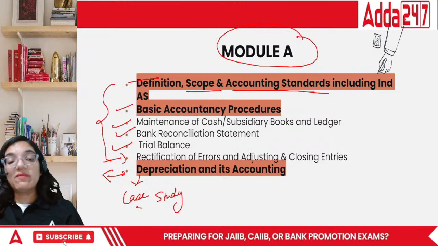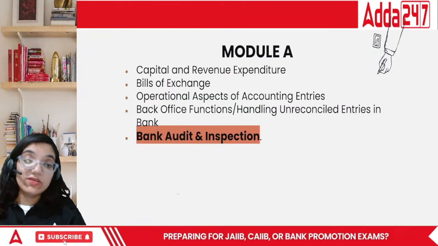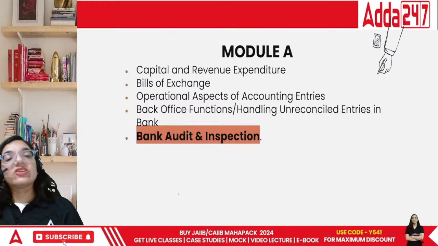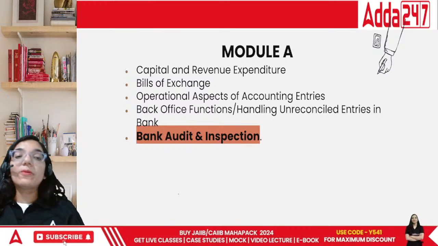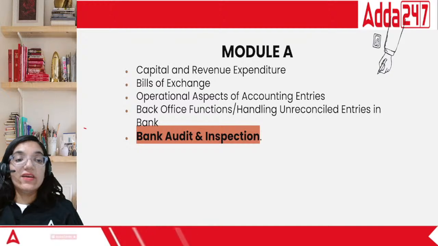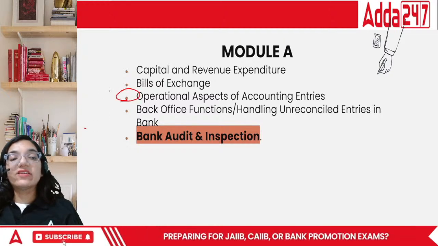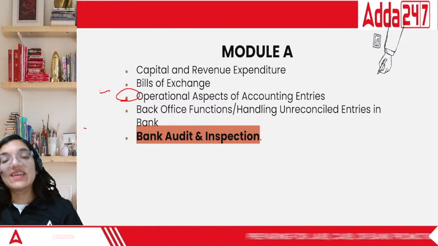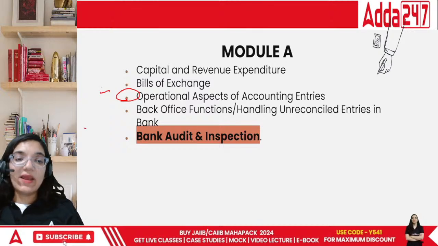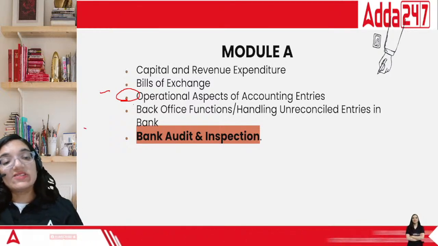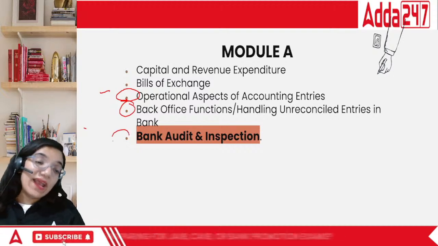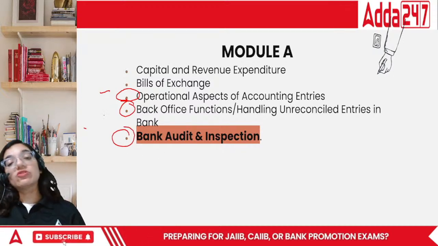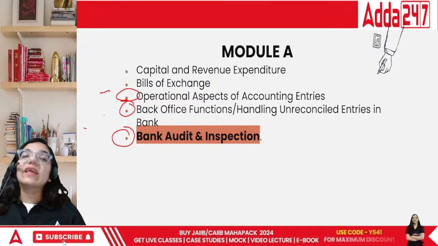That's why I've marked these chapters which are very important. Capital and revenue expenditure, bills of exchange, operational aspects of accounting entries. Everyone, this part is definitely something that you would have seen in PPB and IE and FS up to an extent. Then back office functions is also something that is connected. Bank audit is something where you check the books of accounts and inspect them for any correction.